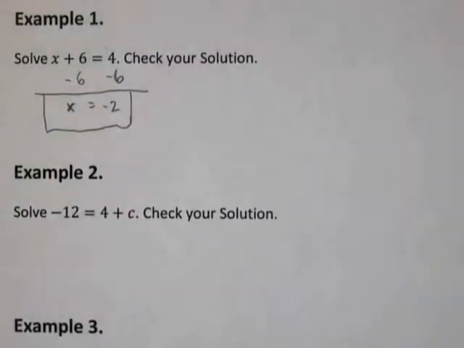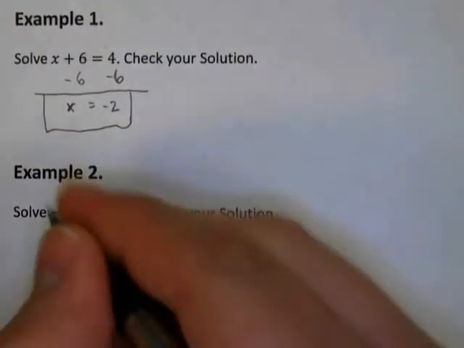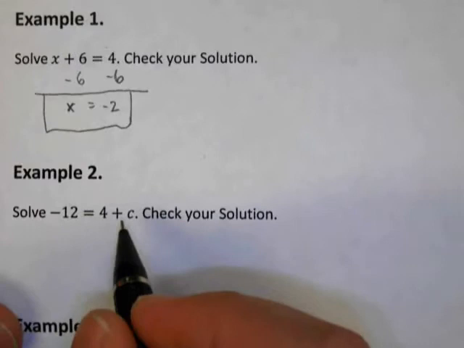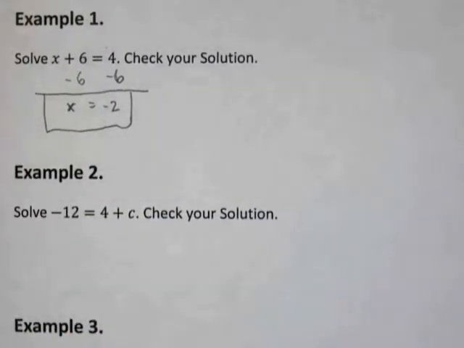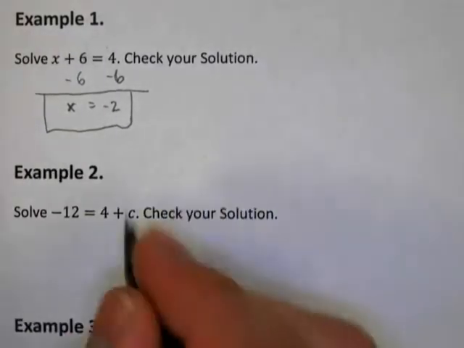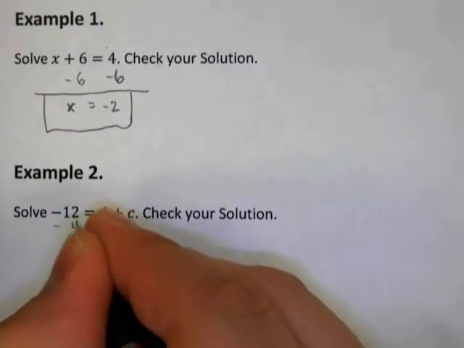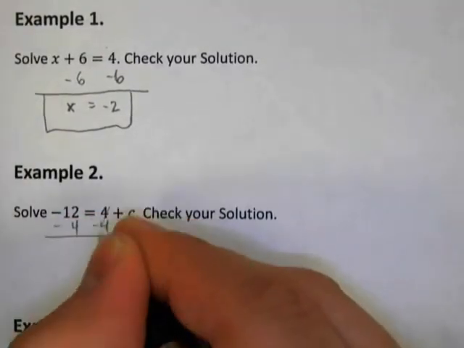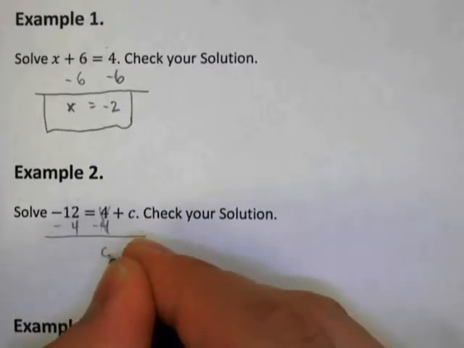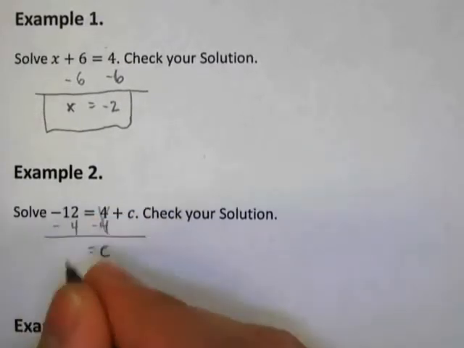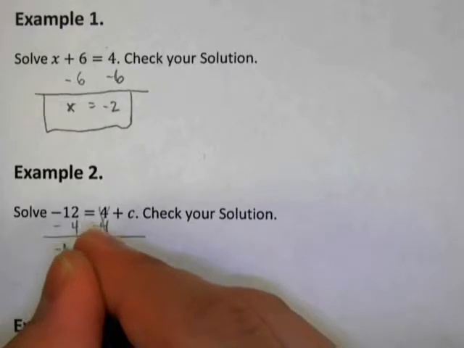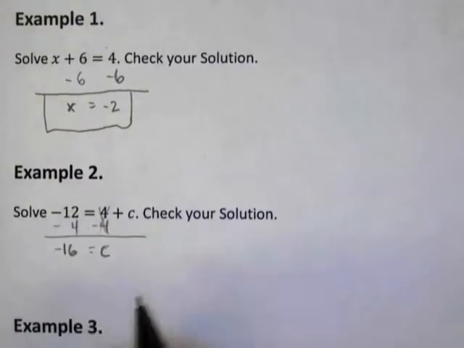Example 2 is the same type of thing, just with more on the other side of the equation. We have negative 12 equals 4 plus c. We need to subtract the 4 from both sides of the equation. That becomes 0. They cancel out, and I'm just left with c on this side. Negative 12 minus 4 is negative 16. And so c is equal to negative 16.